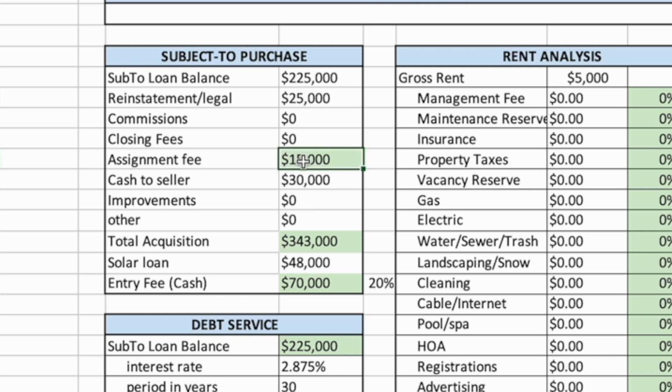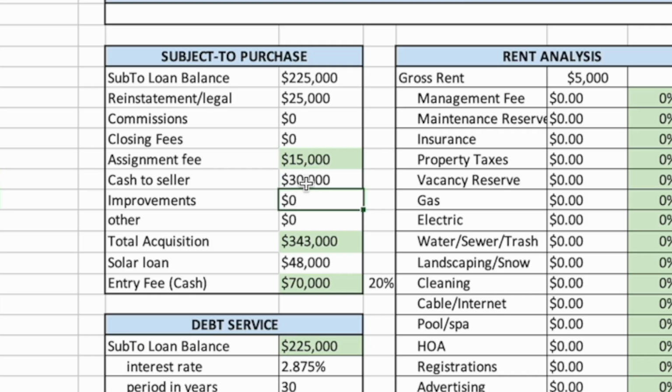I'm gonna put right now a $15,000 assignment. Now, maybe it's 10, maybe it's 15, maybe we get 20. I don't really know yet at this point in time, but 15 is what I'm shooting for. Keep watching and we'll see what we end up getting here. And we also know that the cash to the seller is $30,000. That's what we agreed on. No improvements are needed. It's in fantastic condition.